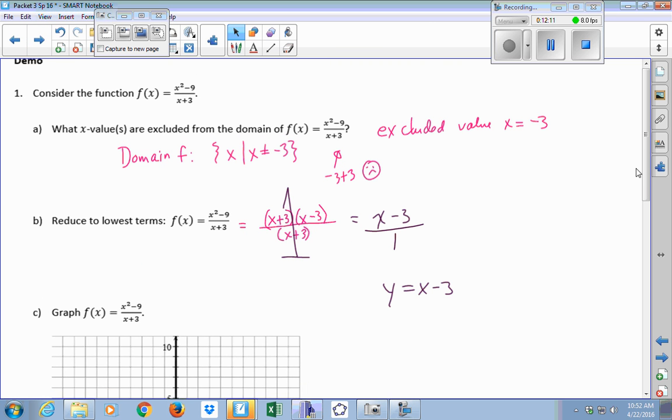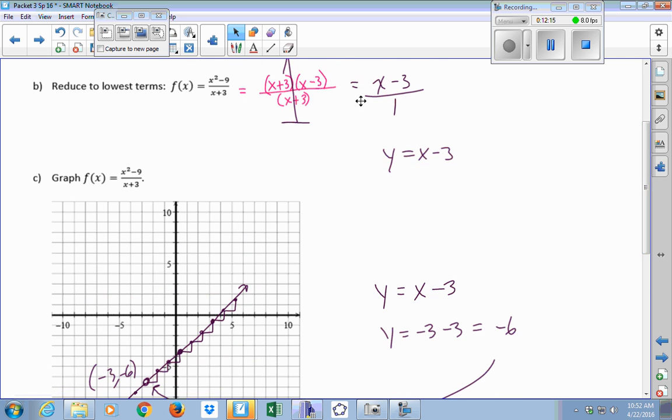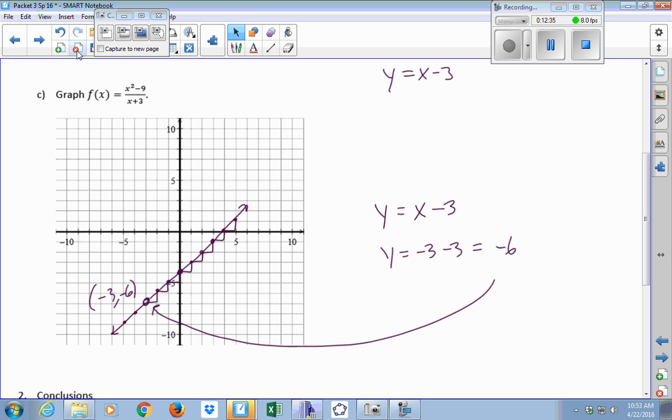So now when I go to graph this, I graph what the reduced equation looks like, which in this case is a straight line, and at x equals -3, I would evaluate this as if it was just a straight line, and instead of putting a solid dot right there at -3, -6, I put my hole. Okay. So that's one little change from Wednesday. Any questions on that before I move along?